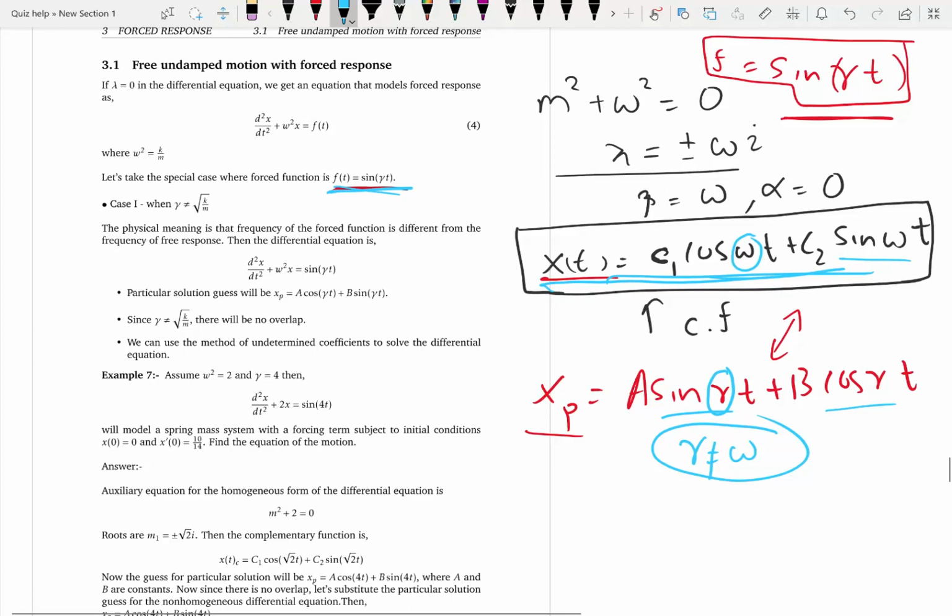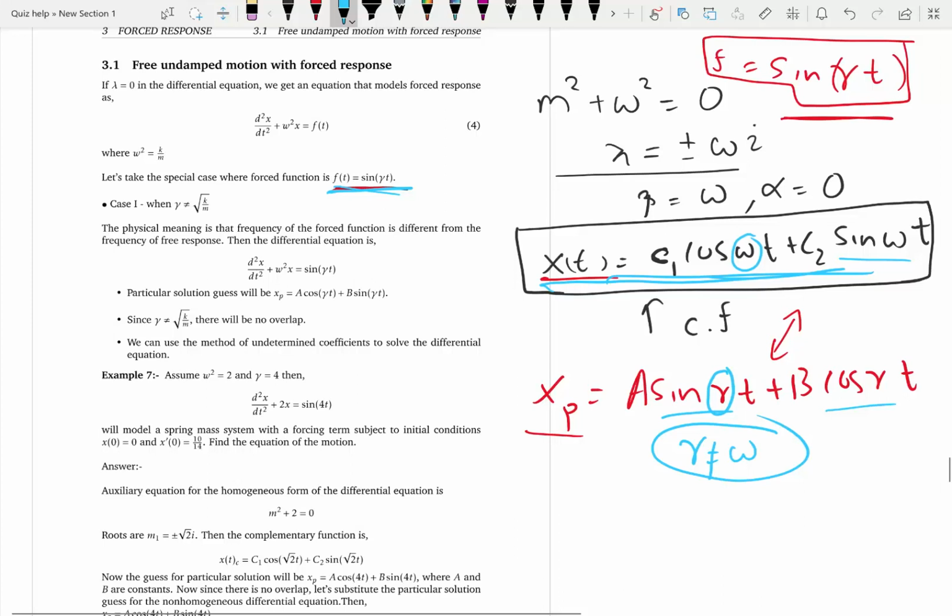Gamma is equal to W means the frequency of the free response and the frequency of the driving force are the same. Then you have gamma is equal to W. But if the frequencies are different, then gamma is not equal to W. It will make huge sense in the next video. So that's the physical explanation.